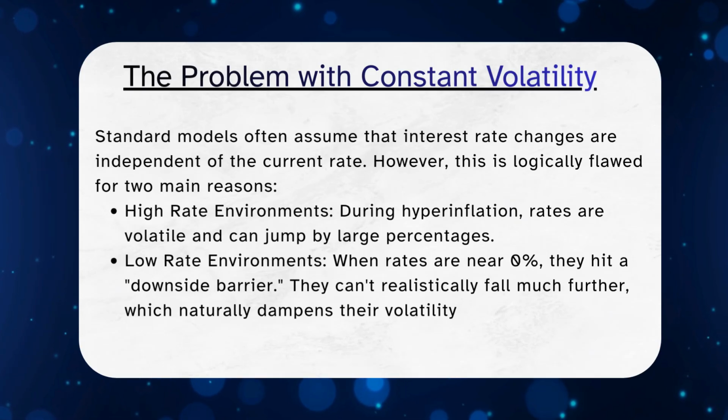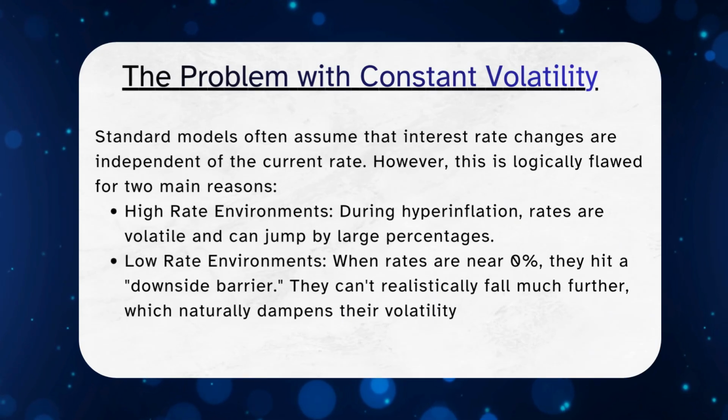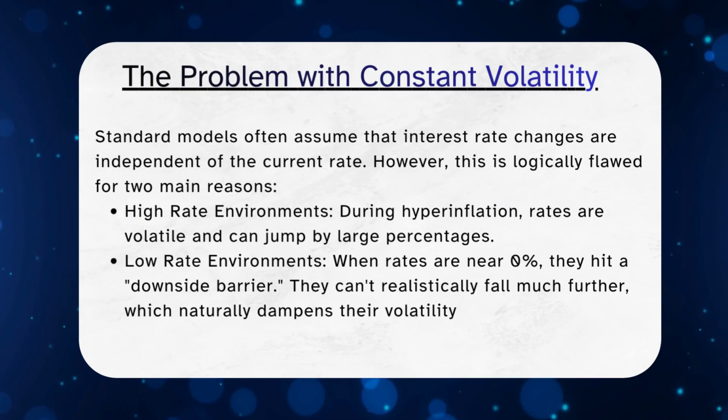Furthermore, when rates are near zero, they hit a natural floor. They can't just keep falling into deep negative territory without friction. This means that as rates get lower, their volatility should naturally dampen. We need a model that acknowledges that the level of the rate itself changes how much that rate swings.